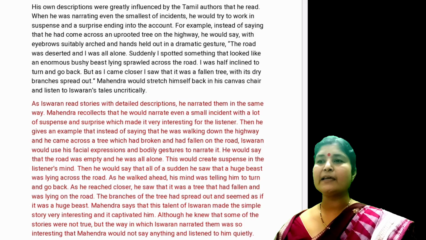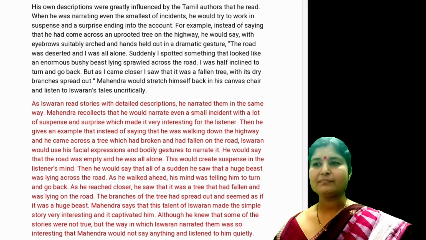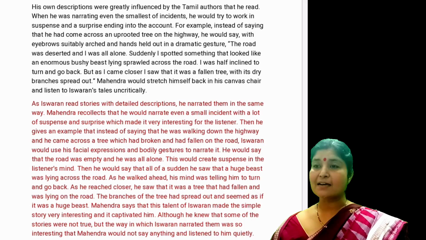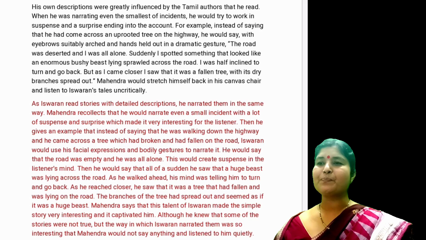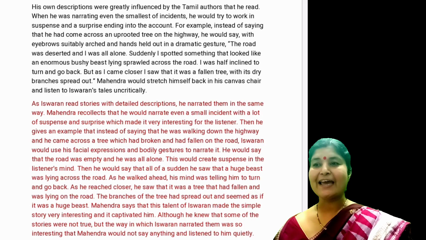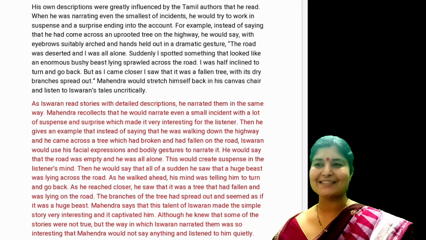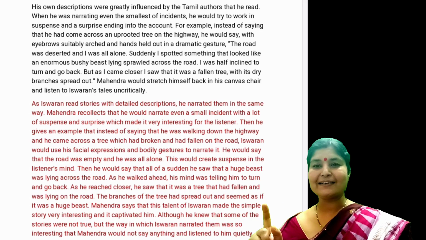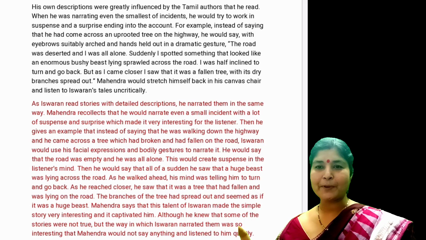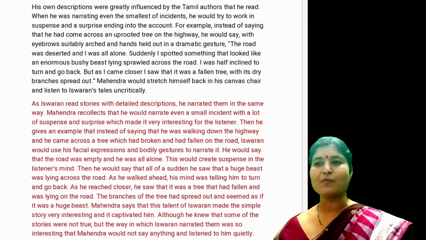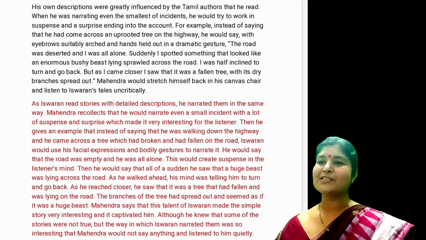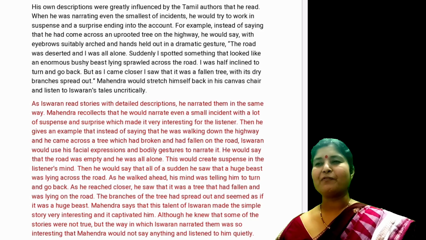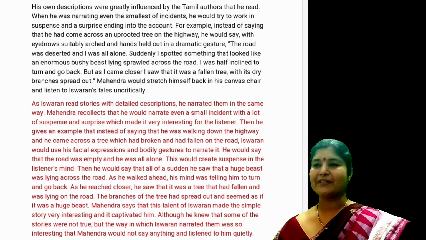His mind was telling him to turn and go back. But as he reached closer, he saw that it was a tree that had fallen and was lying on the road. The branches of the tree had spread out and it seemed as if it was a huge beast. In reality, that huge beast was not a beast. The huge beast was a fallen tree only, okay?